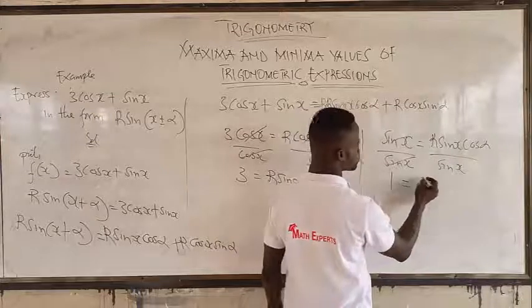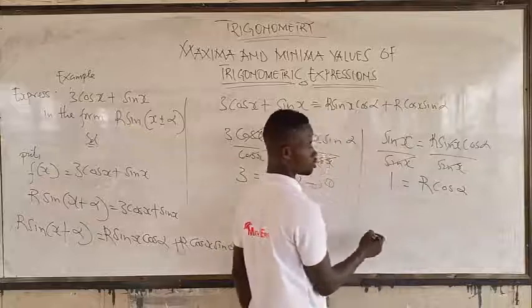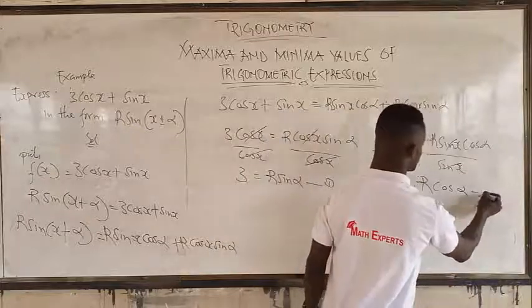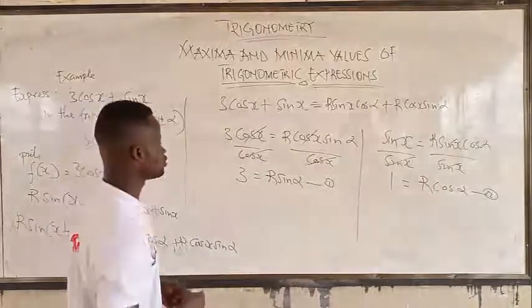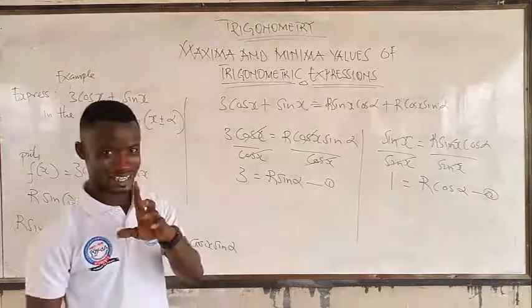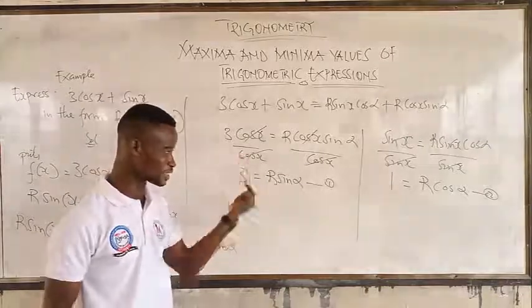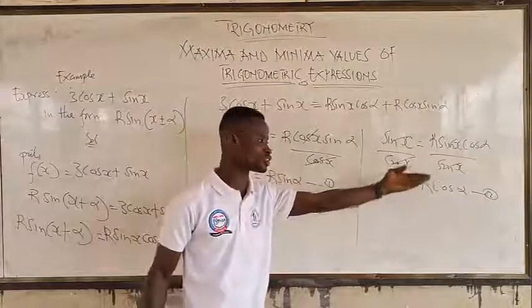1 is equal to r cos alpha. So that is equation 2. Now for you to find alpha, you know what to do already. You need to get tan. So it's not always equation 2 over equation 1. If you want to get tan here, it's supposed to be equation 1 over equation 2.